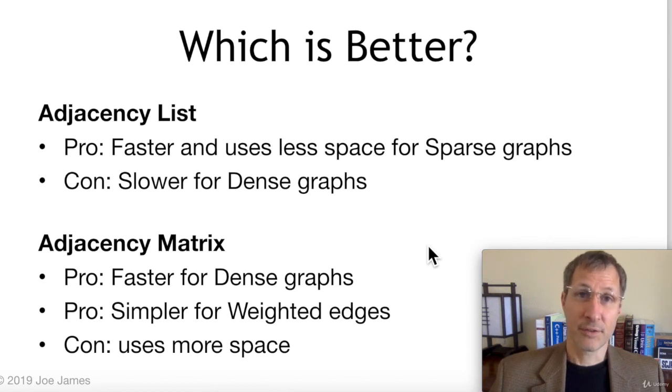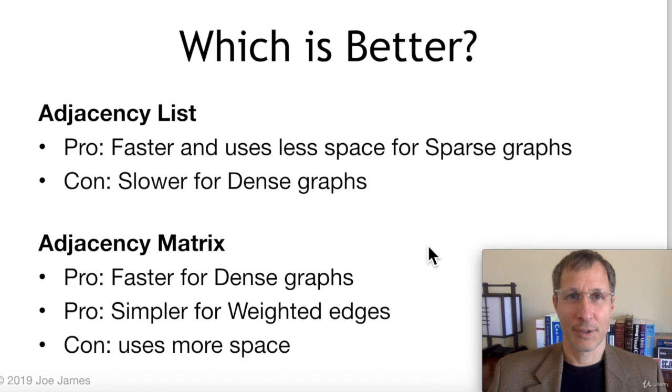But the con is that it's slower for dense graphs, because for dense graphs it would have to iterate through all of the neighbors. And an adjacency matrix is faster for dense graphs because it can easily look things up using an index. It's also simpler for weighted edges. It's very easy to implement weighted edges. But the con is that it uses a lot of space. So as the number of vertices grows, the amount of space required for the adjacency matrix grows by a factor of v squared. Next, we're going to learn how to implement each of these methods in Python.